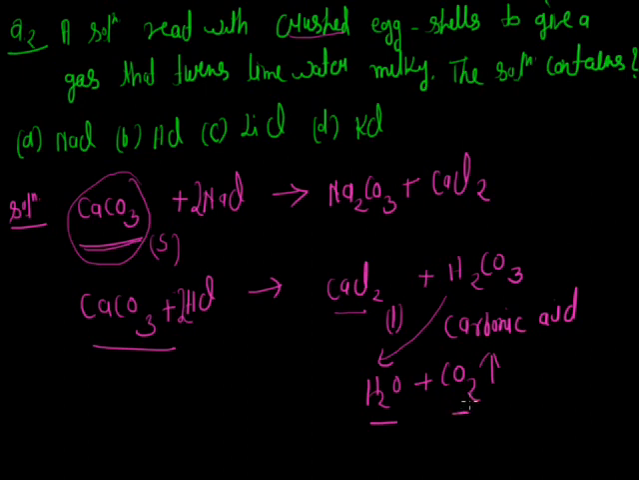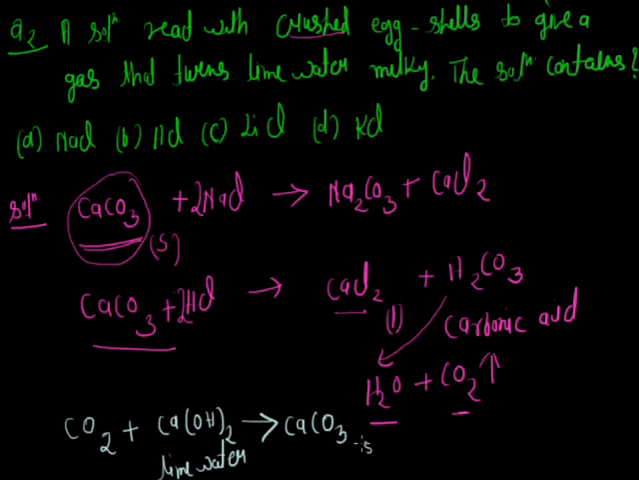Now when we react this CO2 gas with lime water, as we all know, CO2 gas plus lime water, which means calcium hydroxide. A very dilute solution of calcium hydroxide is called lime water. When this CO2 gas reacts with this lime water, it forms calcium carbonate that is insoluble in water and has a milky color.